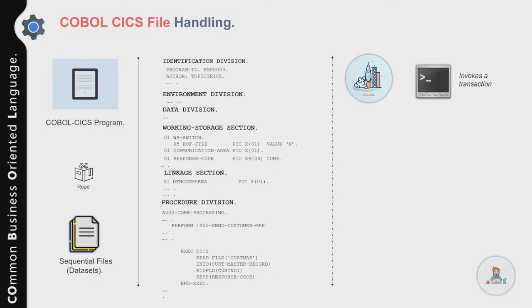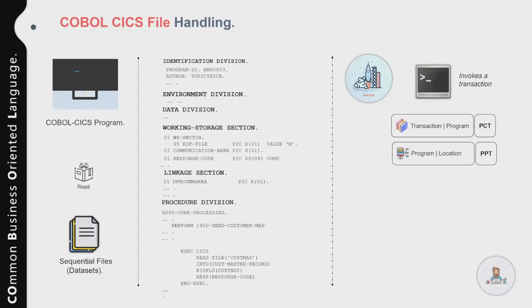Now, if you want to run your COBOL CICS program, you cannot do it directly with the help of a JCL, because under the CICS environment, a user cannot directly invoke a program. Instead, the user invokes a transaction, which in turn specifies the application program to be executed. When a user invokes a transaction, CICS locates the application program associated with that particular transaction.